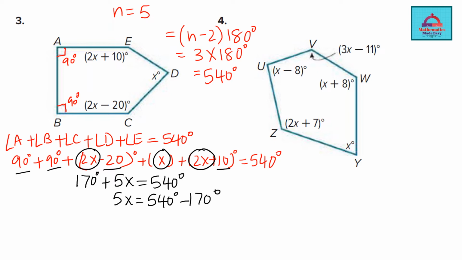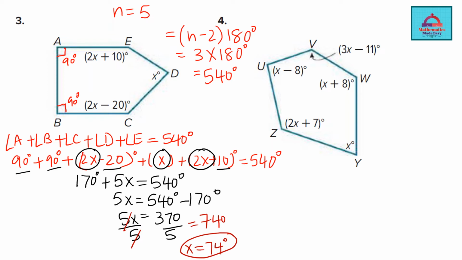So let's simplify. 540 minus 170, that is 370, and that is 5x. So we divide by 5 on both sides. This cancels here, and when you divide by 5, this comes out to be 74 degrees. So the value of x is 74 degrees.